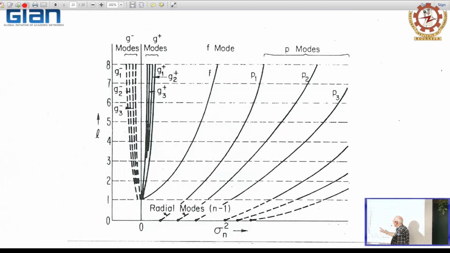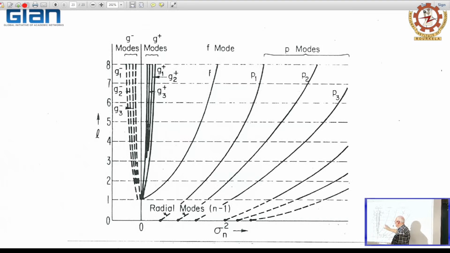So we have either G plus or G minus mode. They have a maximum frequency, which is the Brunt-Väisälä frequency, and with increasing order, they approach zero frequency. Here the frequency is given as a function of the harmonic degree L. Then we have the P modes, whose frequencies have a minimum frequency and whose frequencies increase with the radial order of the mode, and which have accumulation point infinity.